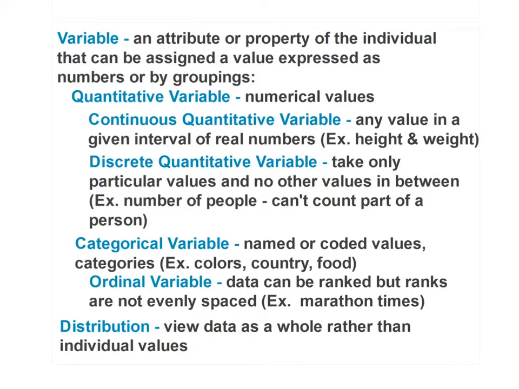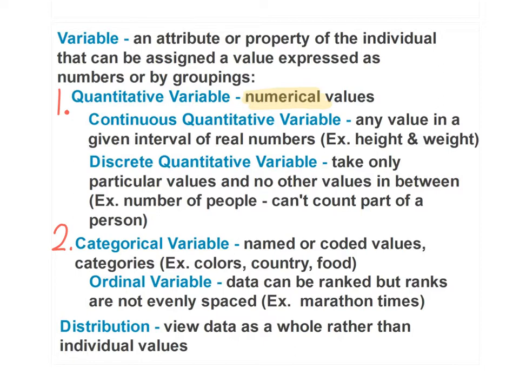A few more pieces of definitions. A variable. A variable is an attribute or property of the individual that can be assigned a value expressed as numbers or by groupings. Now we have two types of variables. We have quantitative variables and we have categorical variables. Something that you will need to write down specifically for quantitative, these are going to be numerical, okay? So they will have a number associated with them.